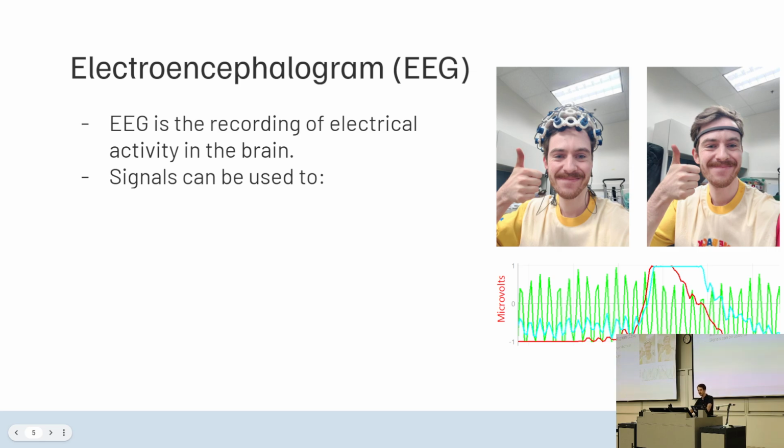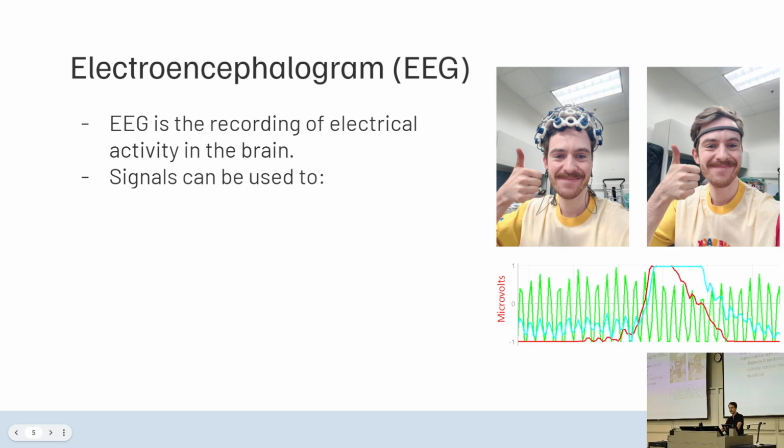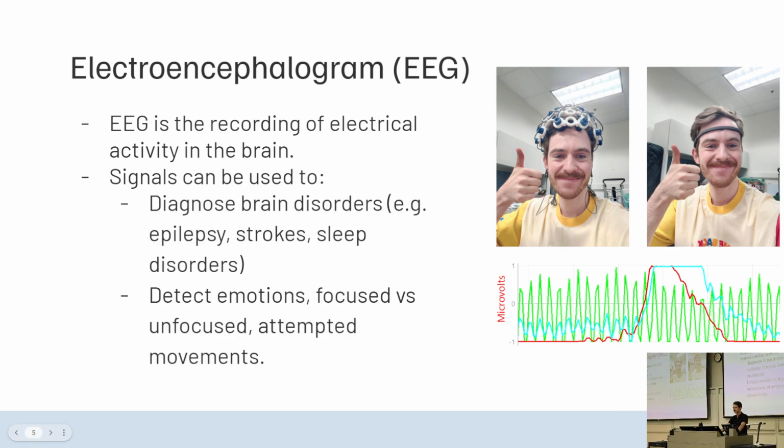These signals can then be used to do things like diagnose brain disorders, such as epilepsy, strokes, or sleep disorders. They can also be used to detect emotions or detect if the wearer of the EEG headset is focused or unfocused, or in our case, we were trying to detect attempted arm movements.